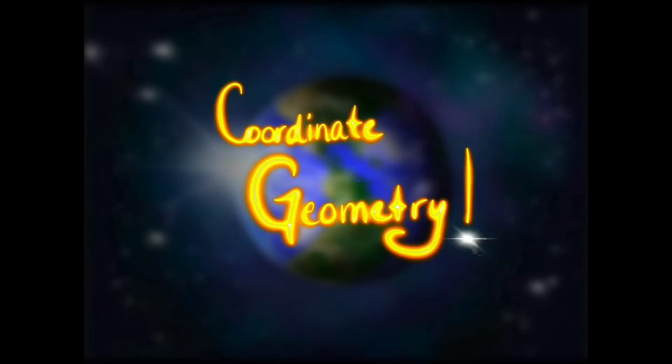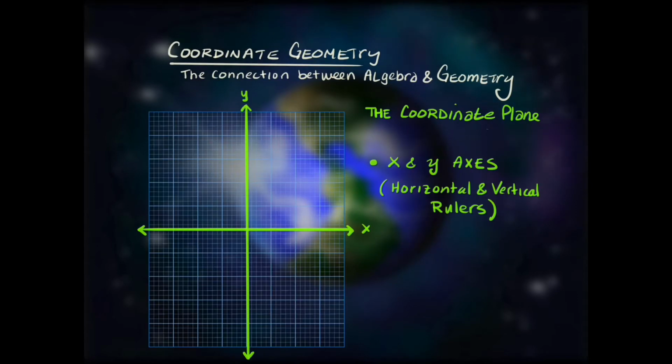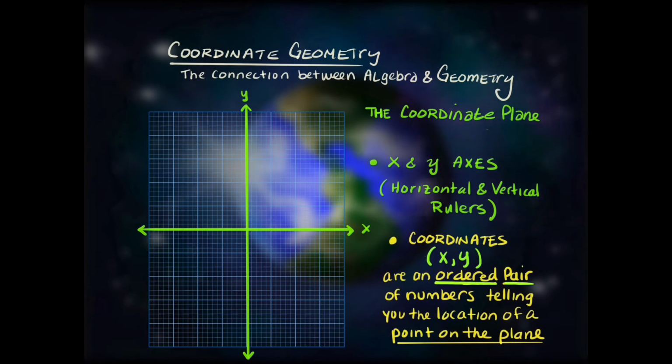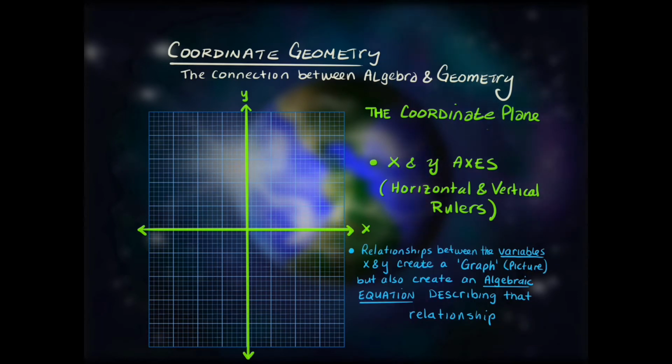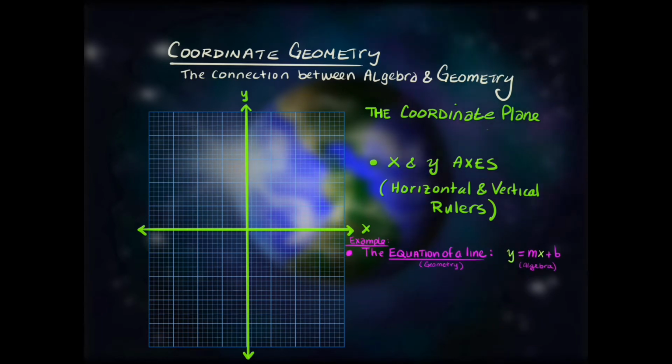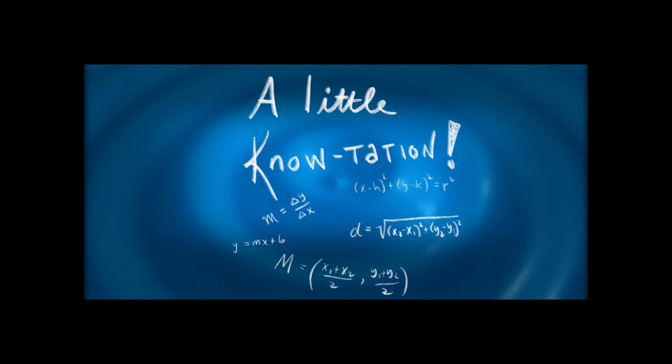Alright, some coordinate geometry time. So coordinate geometry consists of 2 rulers, an x and y axis. We have points which are ordered pairs, x, y, and equations that can describe graphs on this plane. A little notation.